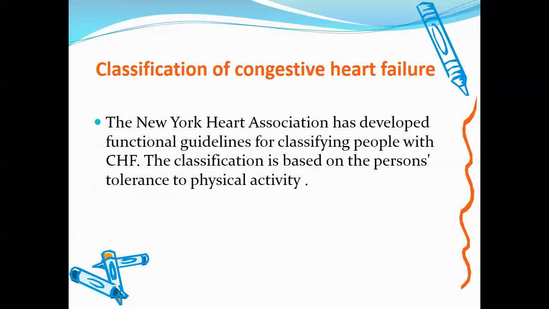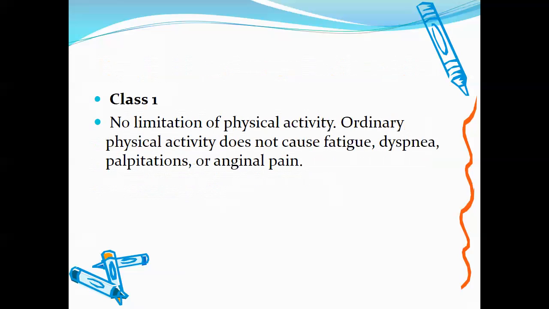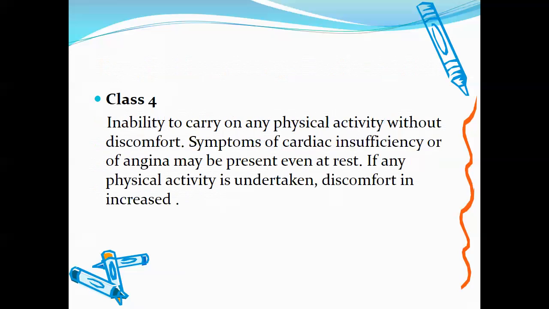The New York Heart Association guidelines for classifying people as CHF. So this is based on tolerance to physical activity. I don't necessarily want you to know the difference between them all, just know one is no physical limitation of activity, 4 is severe limitations of activity. So 1 being the least, 4 being the worst.